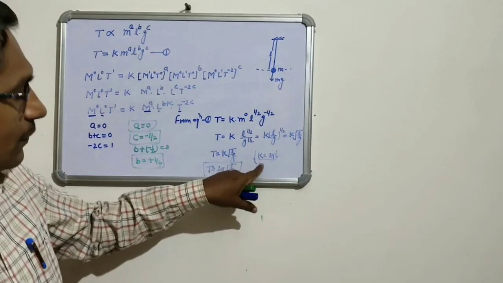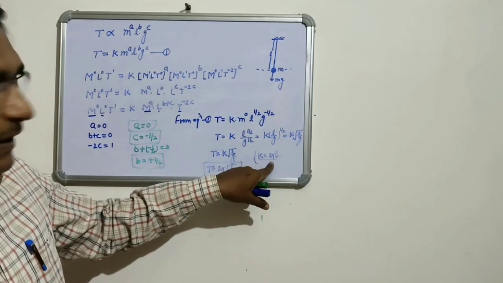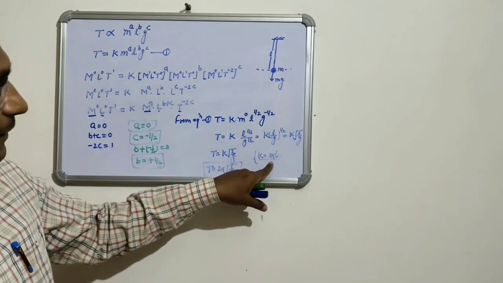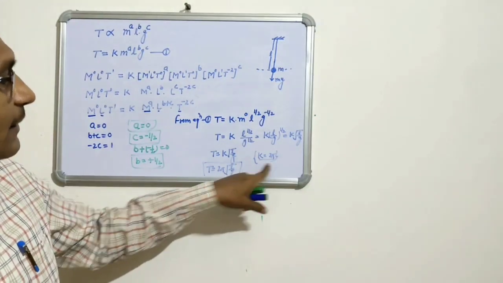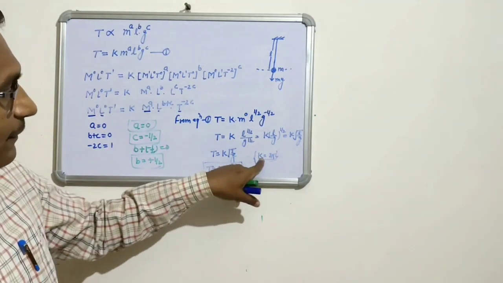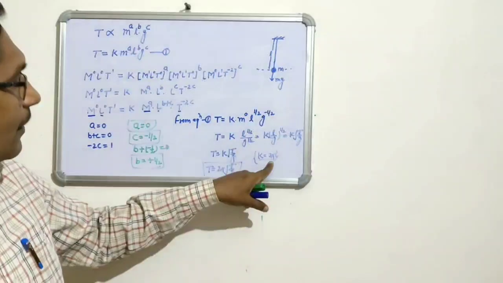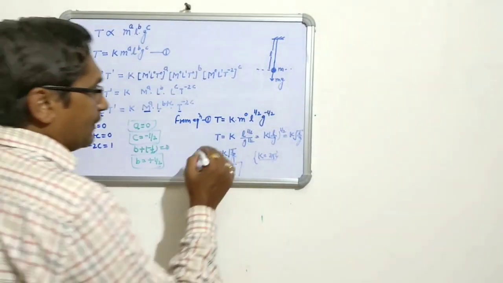K is a numerical value. So K here is 2 pi. 2 pi is an angle, and an angle has no dimensional formula. That's why this value is obtained from experiment. Otherwise, the formula here is also correct.